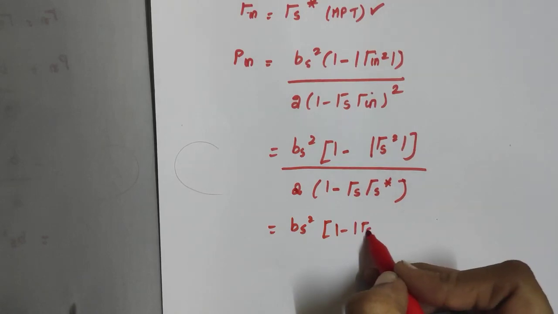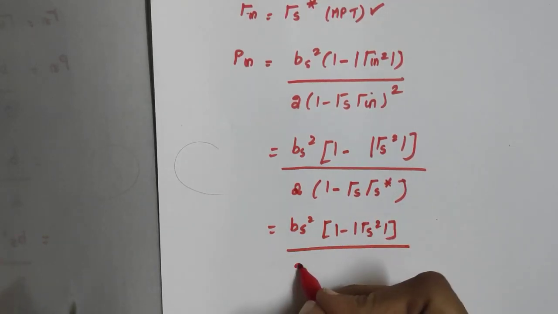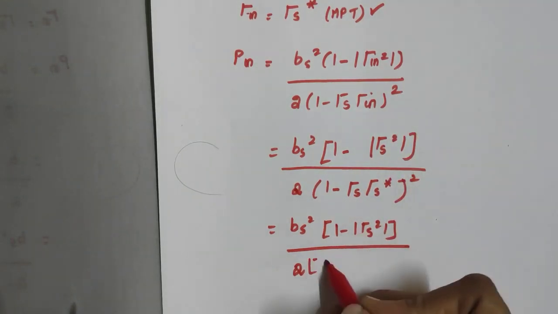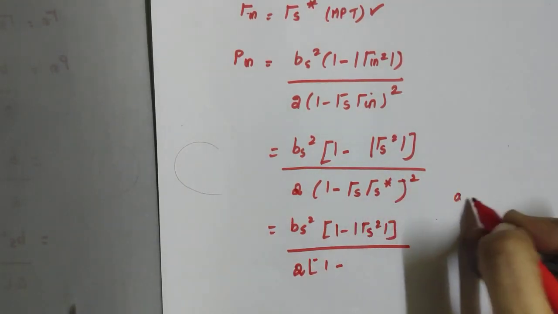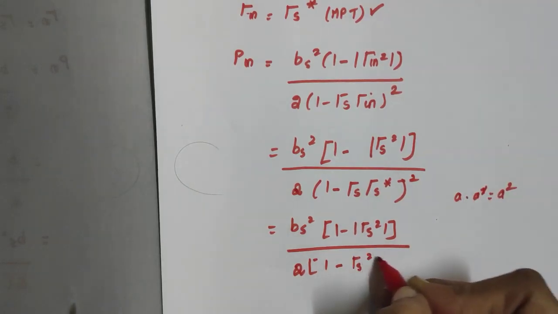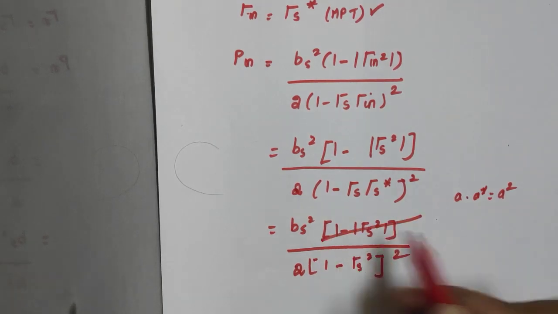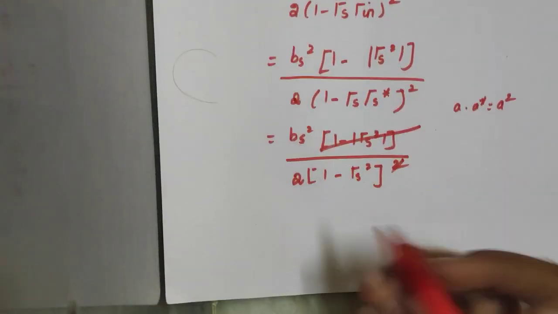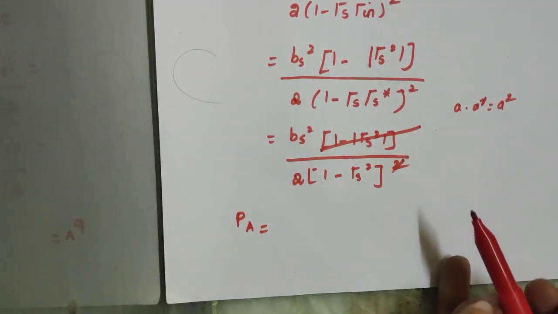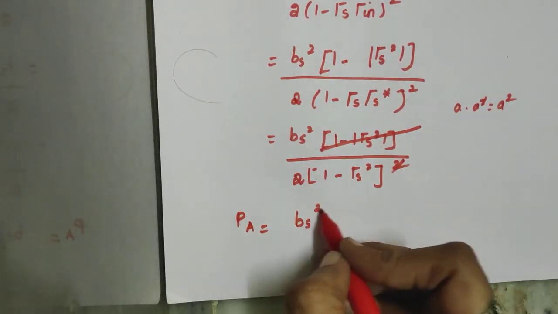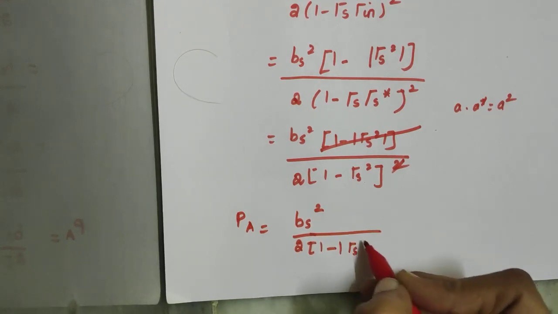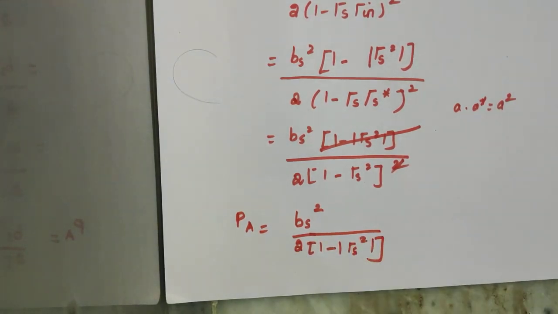So this will be simplified as B square into 1 minus mod of tau a square, whole divided by 2 into, this term has a square in it, I missed out the square, so it will be 1 minus a into a star, which is a square, so this will become 1 minus tau a square, the whole square. So one term of this and one term of this gets cancelled, so we are getting the available power after applying the maximum power transfer condition to be B square by 2 into 1 minus mod of tau square.